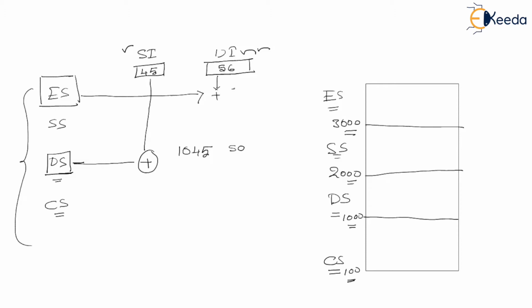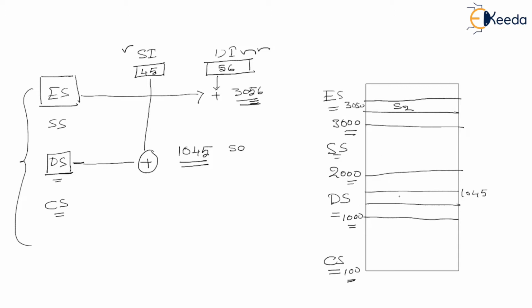3000 plus 56 is equal to 3056, at which the destination operand is available. That is, the destination string is available. The source operand is available at 1045. The destination string is available at 3056. So at 3056, string 2 is available. At 1045, string 1 is available. After calculating the effective address, we will be able to get these two strings, S1 and S2. Then the comparison will be performed. This is all about string addressing modes.